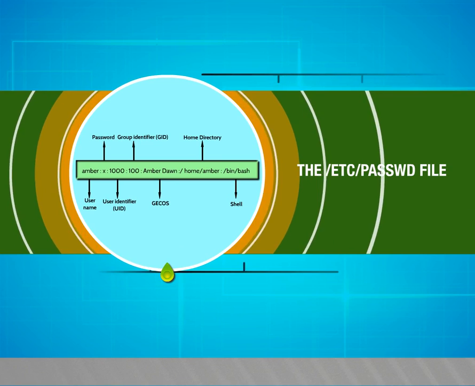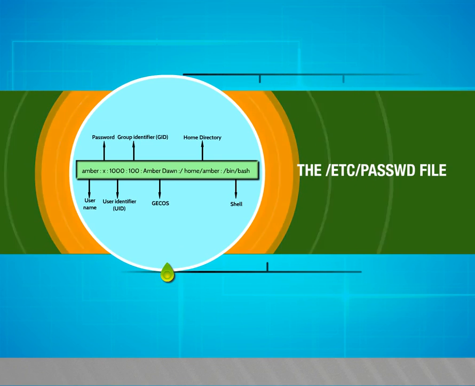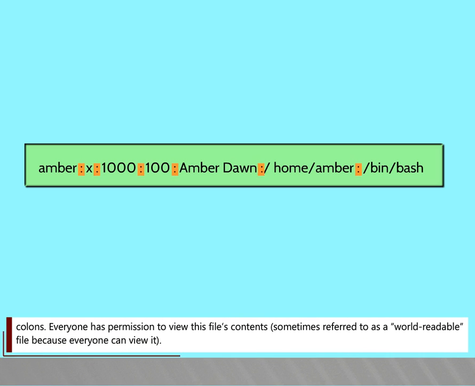/etc/password file. In this video, we are going to see about the /etc/password file. The /etc/password file contains user account information. Each entry has several fields separated by colons. Everyone has permission to view the file's contents, that is sometimes referred to as a world-readable file because everyone can view it.